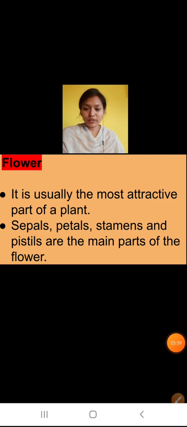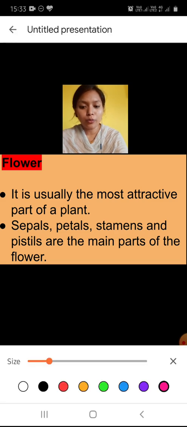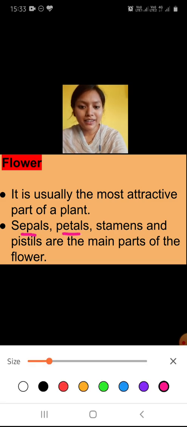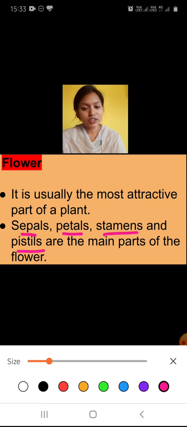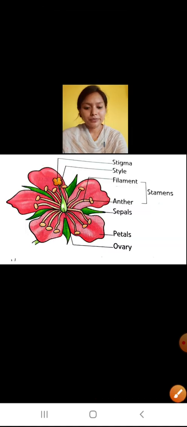Now we all know that flowers are available in different colors. They have different fragrance, and different colors, shapes, sizes. So all flowers are different, but what's common in all the flowers is their body parts. Their parts are similar. As we have said, there are 4 main parts: sepal, petal, stamen and pistil. So we will see where they are present in a flower.